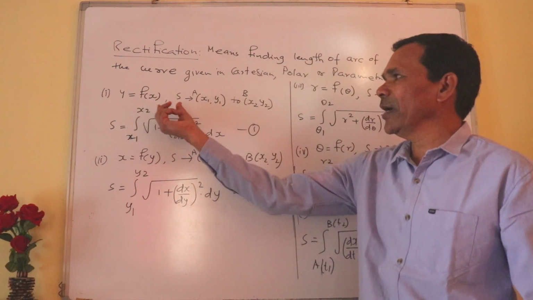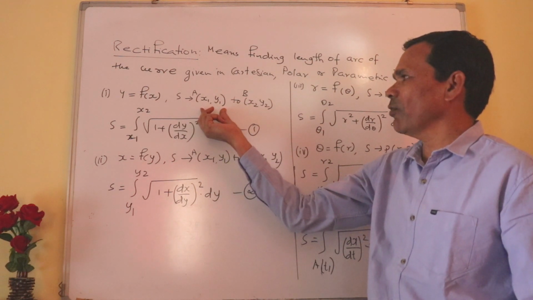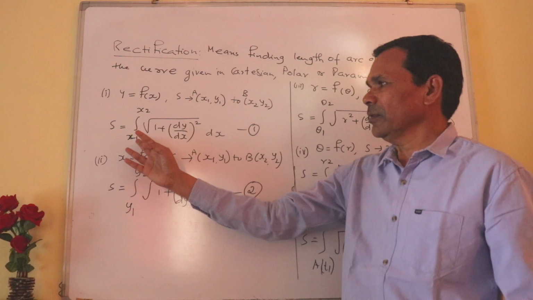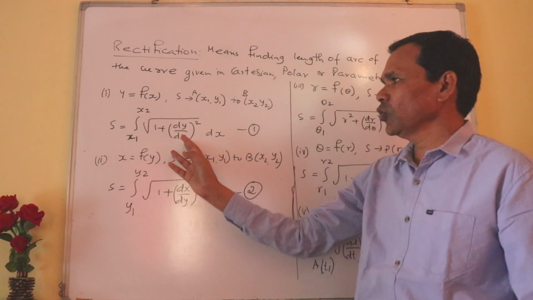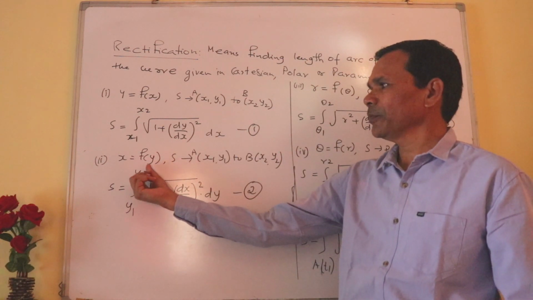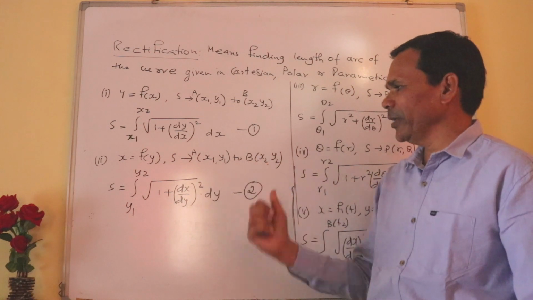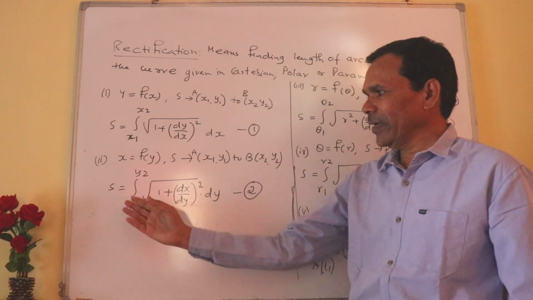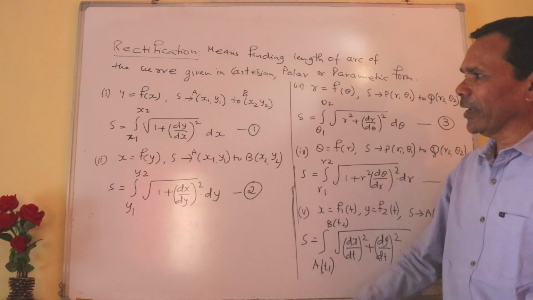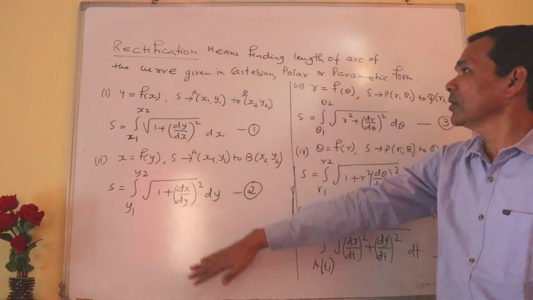Explicitly in terms of x, y is equal to f of x, and s is the arc length being measured from A (x1, y1) to B (x2, y2). Then we use the formula s equals the integral from x1 to x2 of root of 1 plus (dy/dx) squared dx. Similarly, if it is given in terms of y, x is equal to f of y, s being measured again from A (x1, y1) to B (x2, y2), then s is equal to the integral from y1 to y2 of root of 1 plus (dx/dy) squared dy. So these two formulas are used for the Cartesian curve y is equal to f of x and x is equal to f of y.